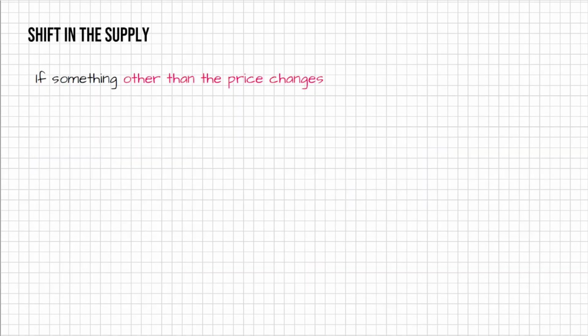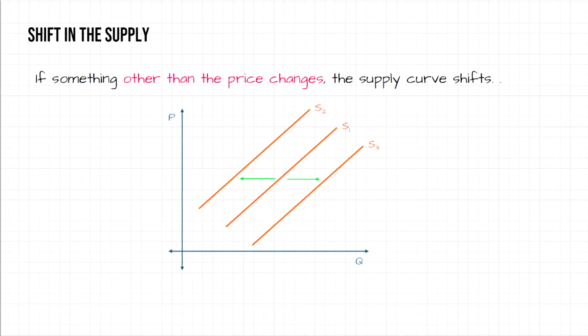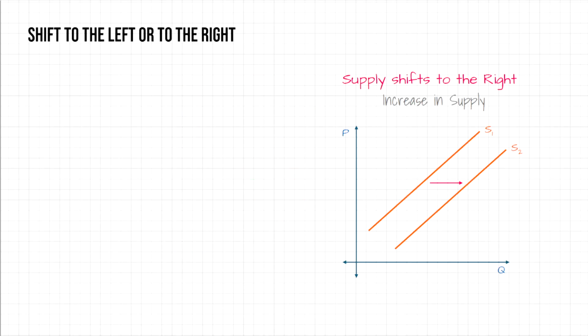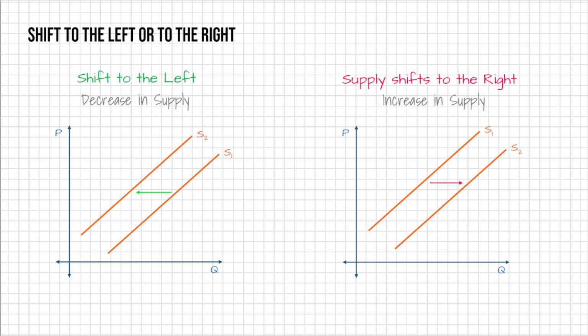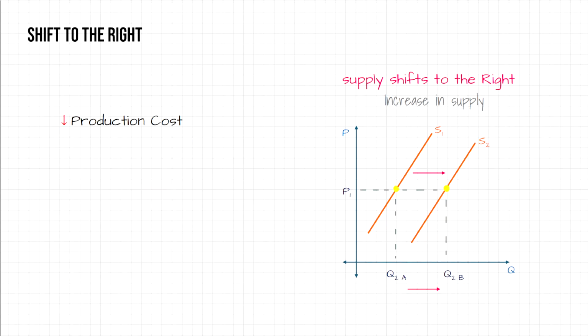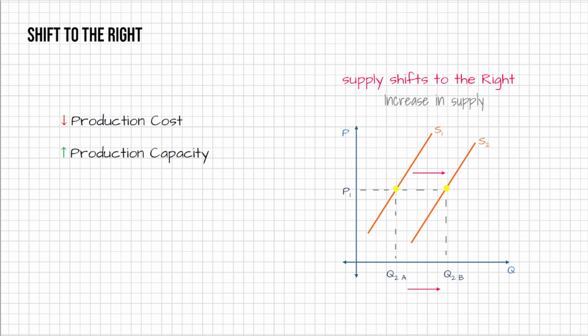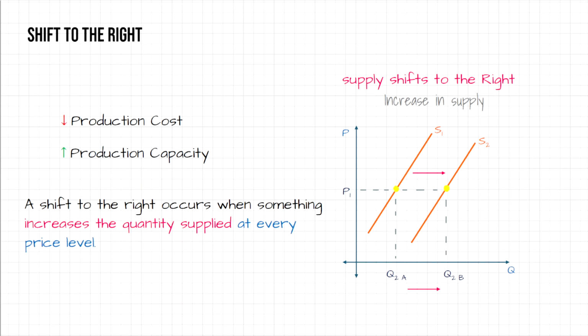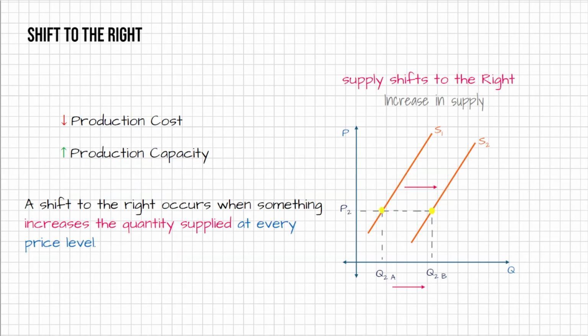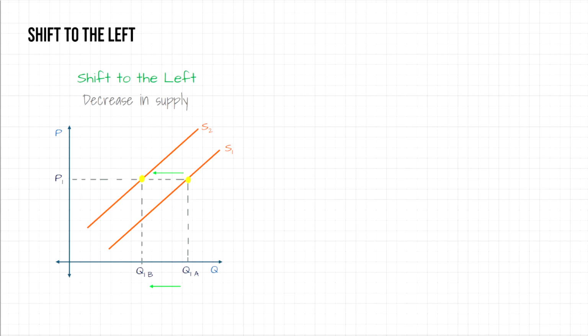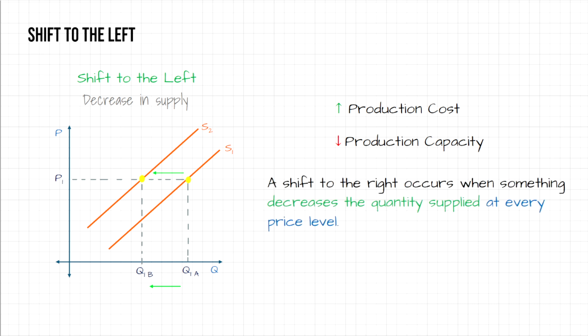Now, if something other than the price is changing, if that all else held constant is no longer valid, we're going to have a shift of the supply curve. This shift can be to the right or to the left. A shift to the right happens when something decreases the cost of production or increases the production capacity. This means the supplier will increase the quantity supplied at every price level. On the other hand, a shift to the left happens when something increases the costs of production or decreases the production capacity. This means the supplier will decrease the quantity supplied at every price level.